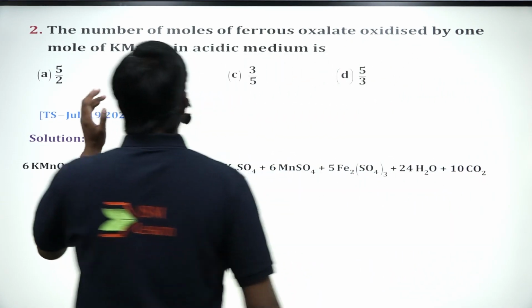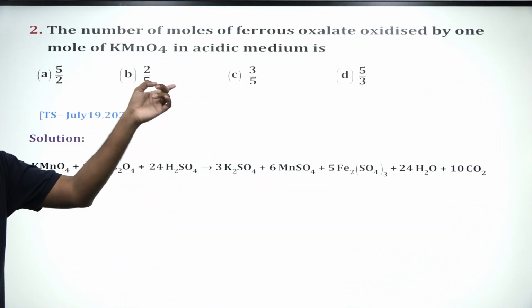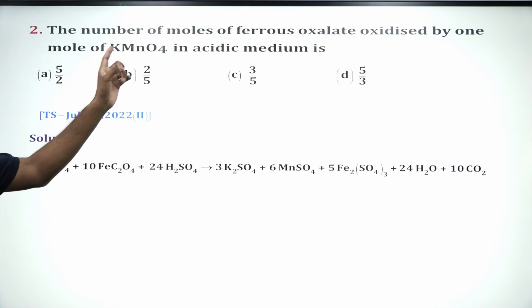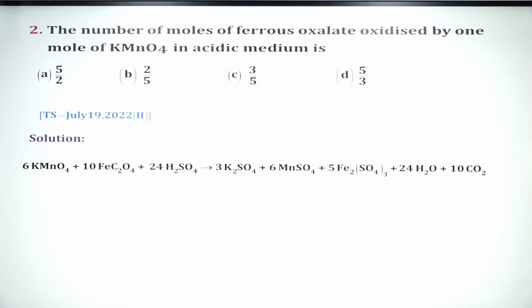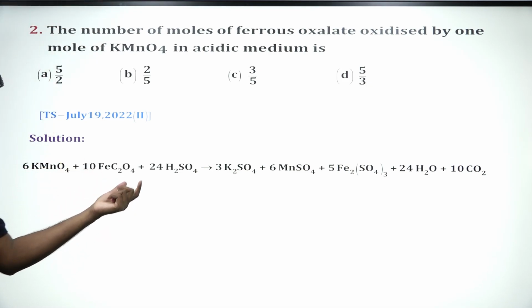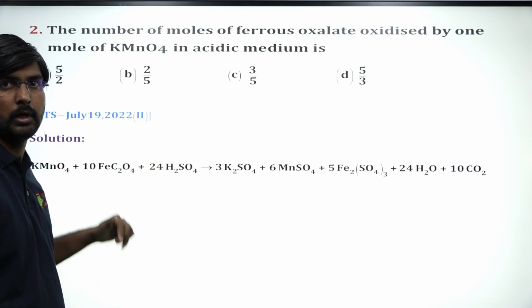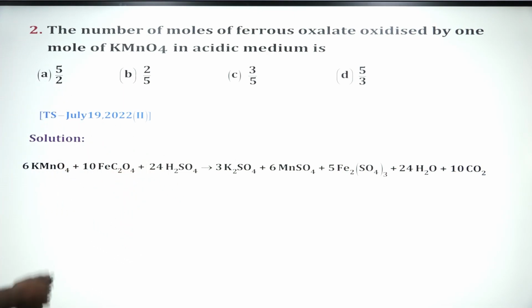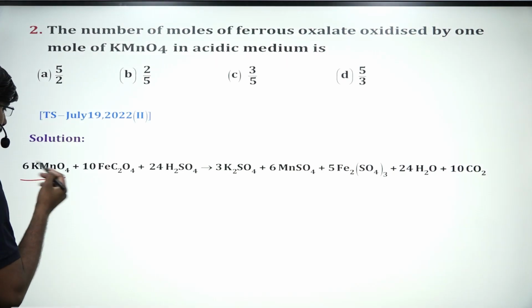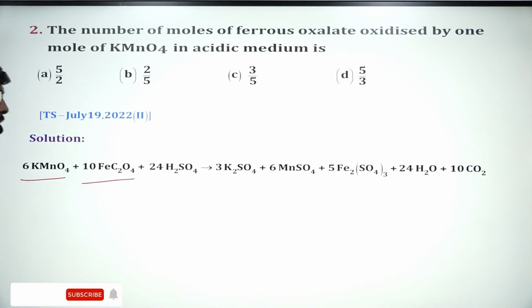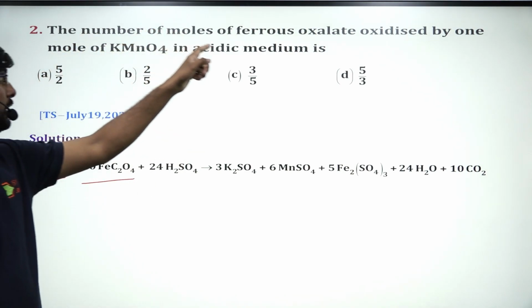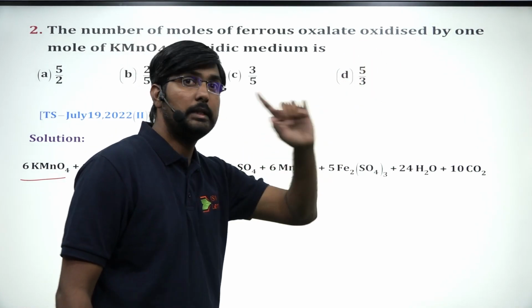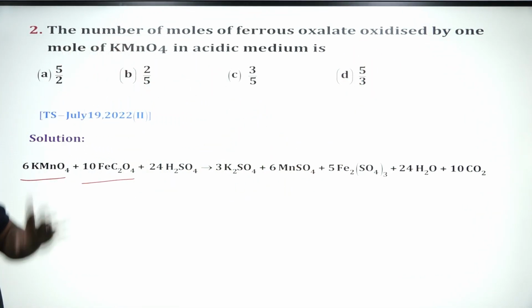Next, the number of moles of ferrous oxalate oxidized by 1 mole of KMnO4 in acidic medium is. Okay, so here the reaction is between potassium permanganate and ferrous oxalate. A similar reaction I have already explained in the 2021 previous video. Okay, see here, KMnO4 and ferrous oxalate. We focus on these two and forget about all the rest, because they asked how many moles of ferrous oxalate are oxidized by 1 mole of KMnO4.